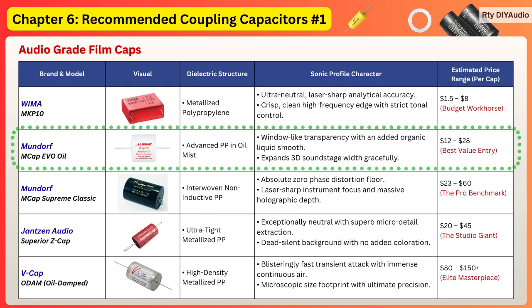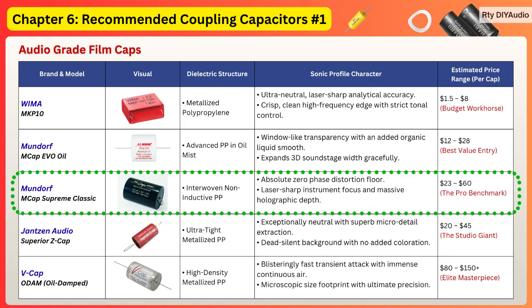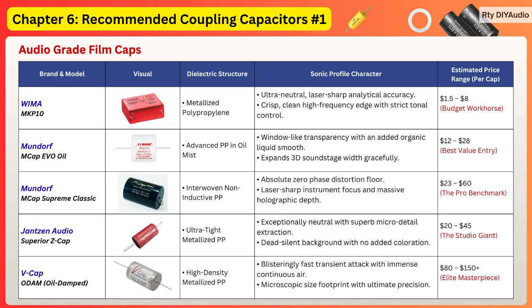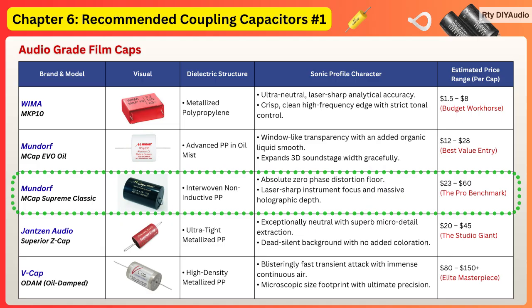Second, the Mundorf MCAP Evo Oil. Engineered with advanced polypropylene in an oil mist, this white casing minimal package injects a window-like transparency with an added organic, liquid smoothness, gracefully expanding your 3D soundstage width. Third, the legendary Mundorf MCAP Supreme Classic. Utilizing a heavy black casing interwoven non-inductive winding structure, this reference component achieves an absolute zero-phase distortion floor, yielding a laser-sharp instrument focus and massive holographic soundstage depth.